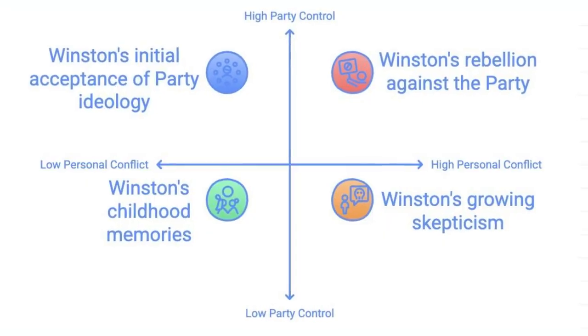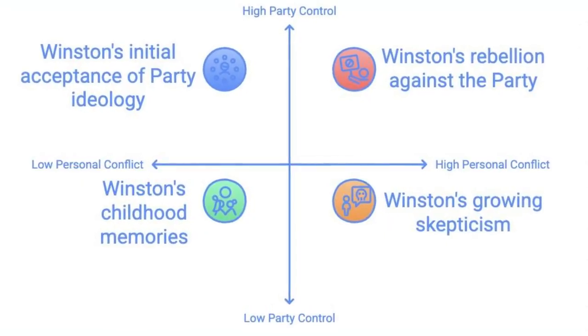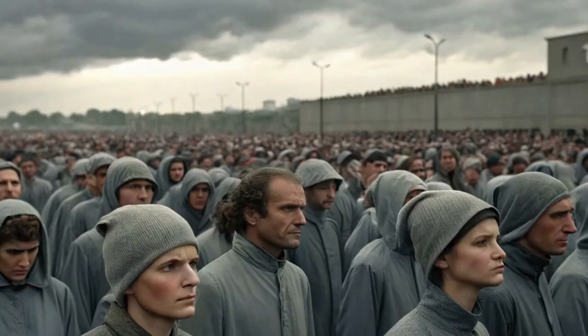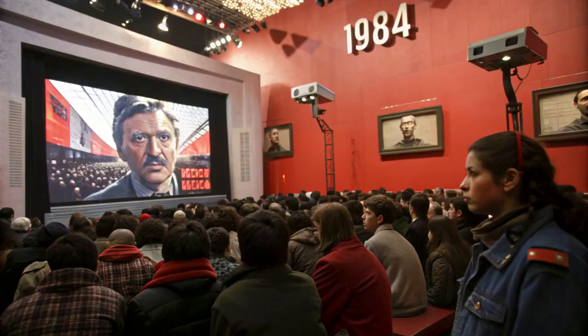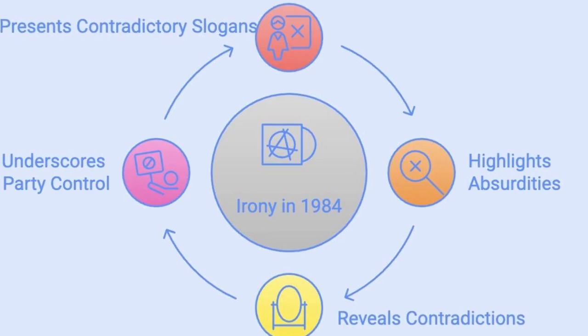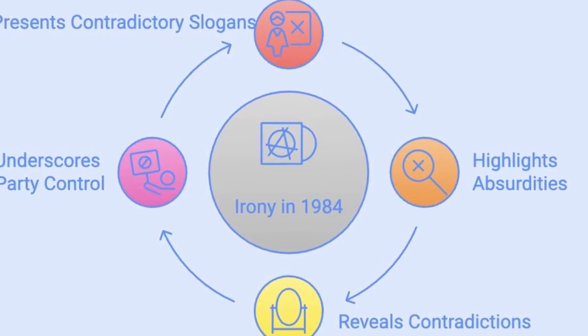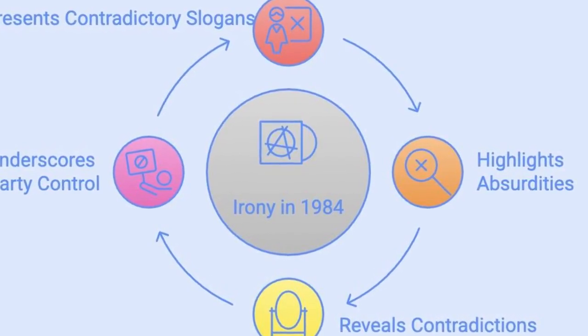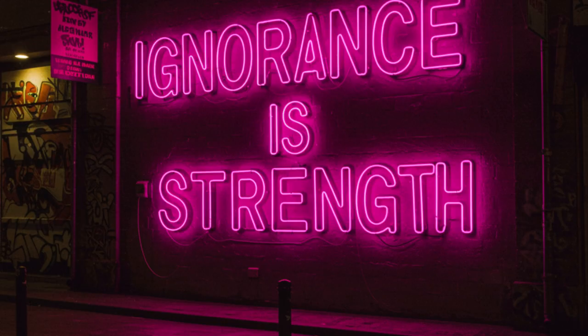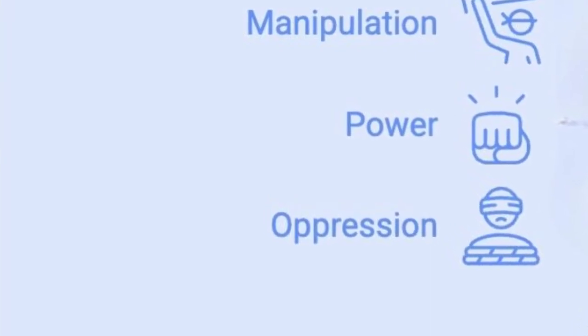By exploring Winston's internal conflicts, Orwell not only deepens the reader's understanding of his character, but also underscores the devastating impact of the party's control over personal and emotional lives. The absurdities of the totalitarian regime are highlighted by the use of irony. The party's slogans, such as "War is peace," "Freedom is slavery," and "Ignorance is strength," are perfect examples. These slogans reveal the contradictions and lies that the party uses to control its citizens.